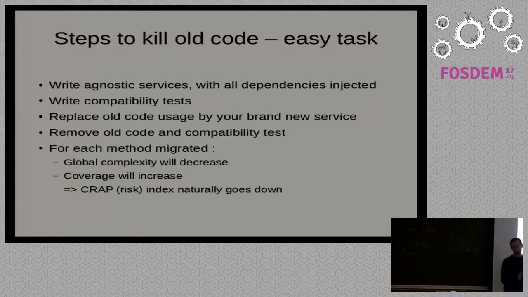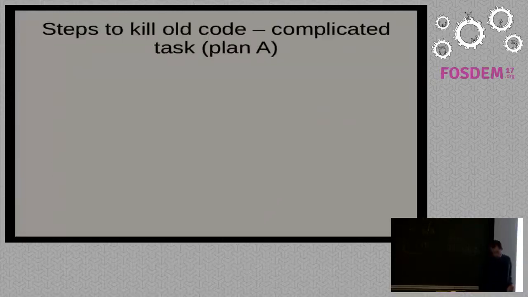And for each method you migrate, your global complexity will decrease because you use single responsibility now, and the coverage will increase, so the CRAP index will naturally go down after every method migrated.